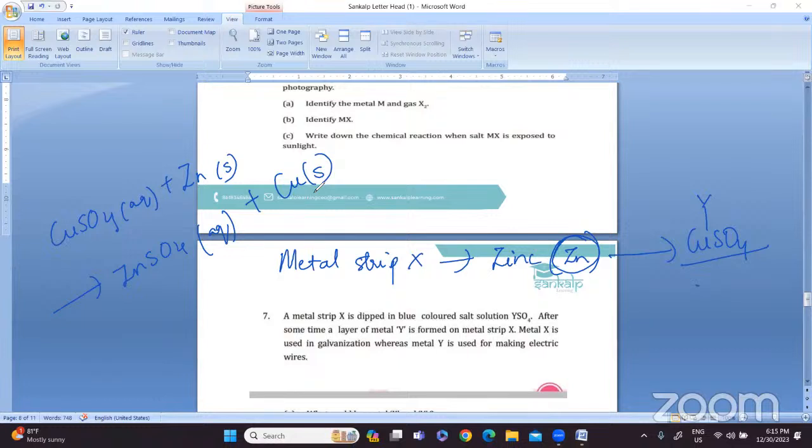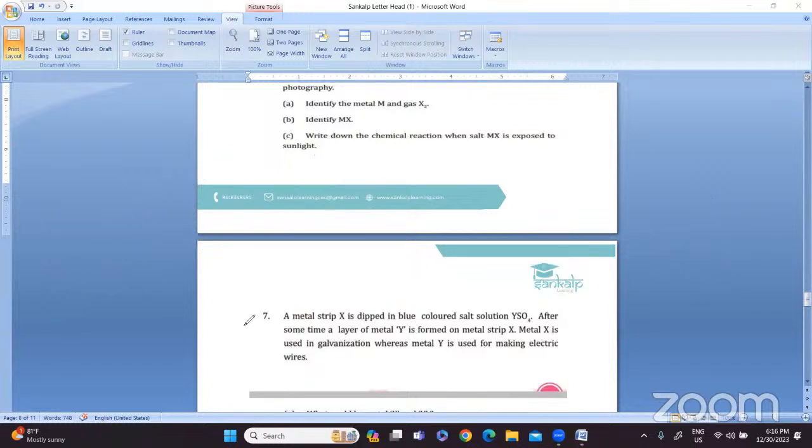So which is metal X? Metal X is zinc and metal Y is copper. And what is the reaction? Zinc is dipped in copper sulfate, and a zinc sulfate layer is formed plus copper. So this is the particular reaction. I hope this is clear. We shall move to the next part.